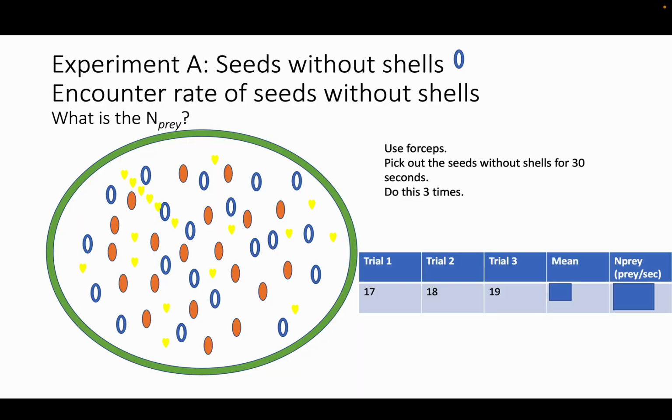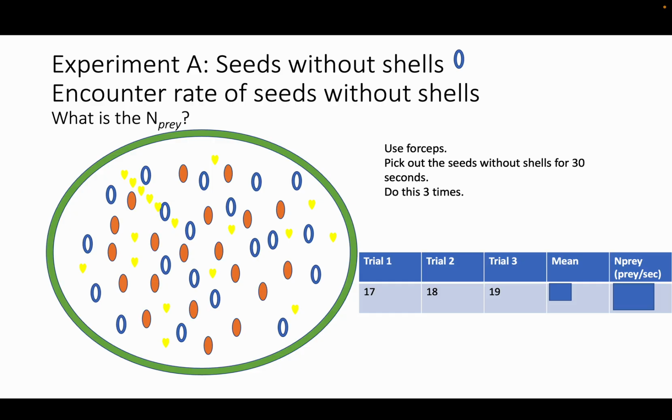So for the first experiment, let's go ahead and just do this in the lab manual. Go ahead and open up to experiment A. For this table, we're going to first act as predator and go after animals that are easier to handle. This is going to be represented by the seeds without the shell. The first variable that we're going to find is N prey. Remember, N prey, what we're trying to determine right now, is the encounter rate. How many prey items do we encounter in a given area?